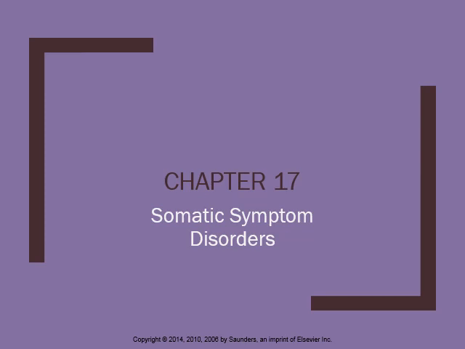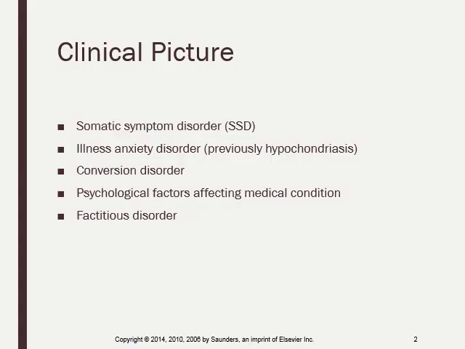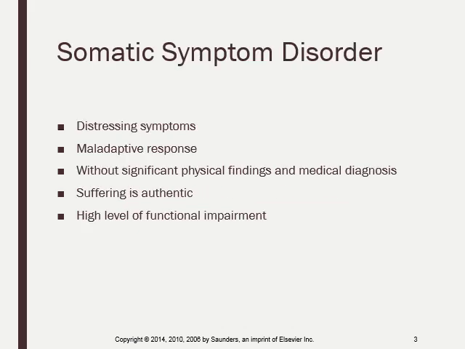All right, so we're going to focus now on Chapter 17, Somatic Symptom Disorders. These disorders include all of these: somatic symptom disorder, illness anxiety, conversion, psychological factors that affect our medical condition, and then factitious disorders. So we're going to talk through all 5 of these.